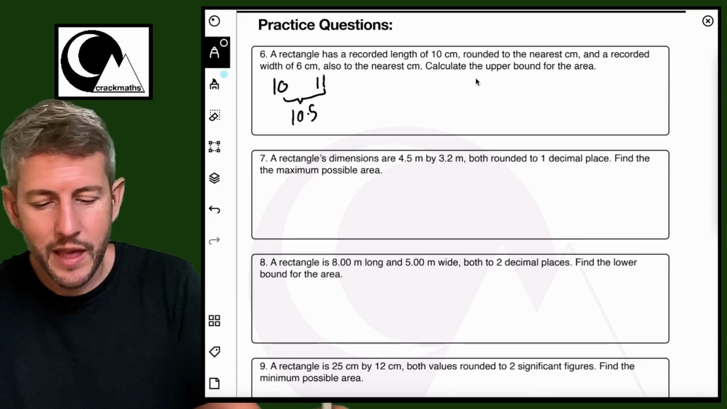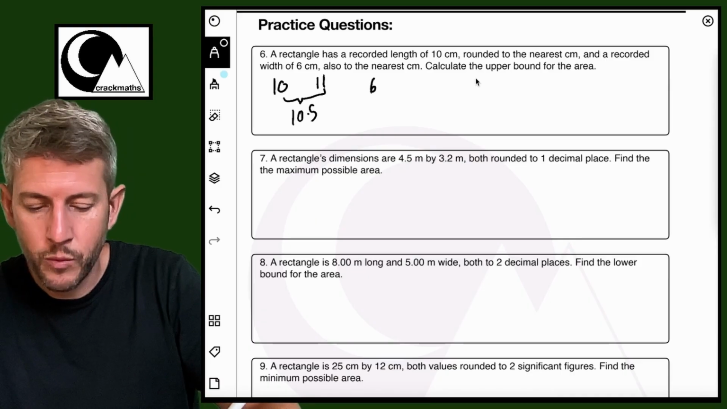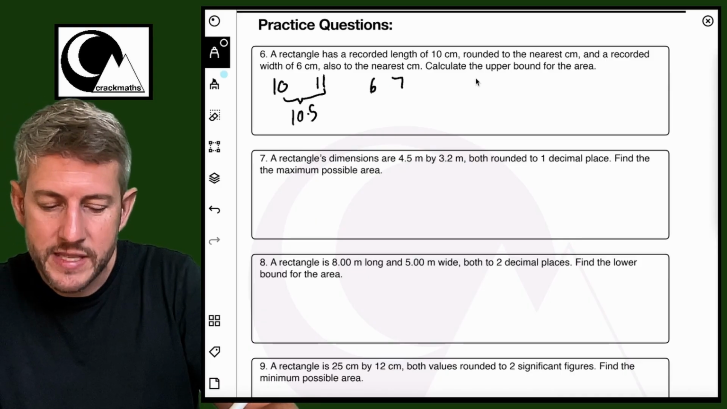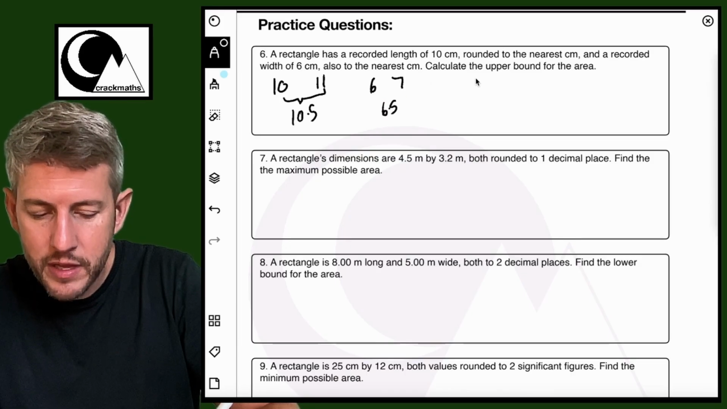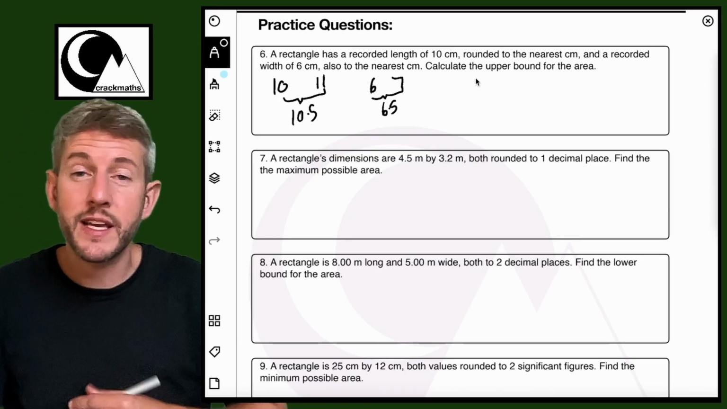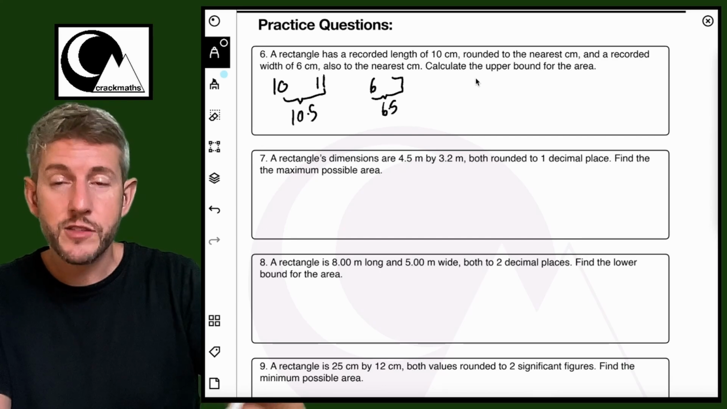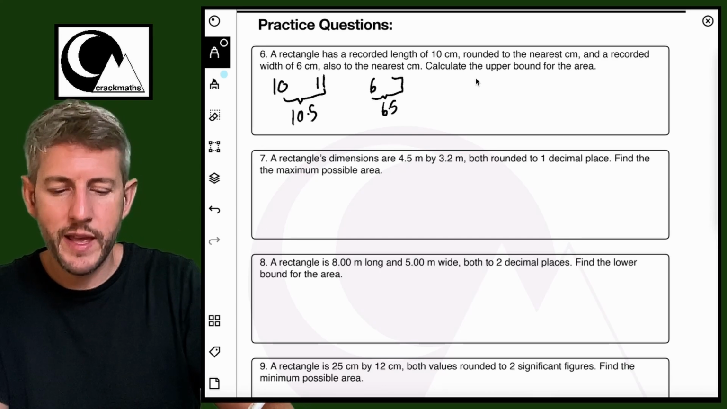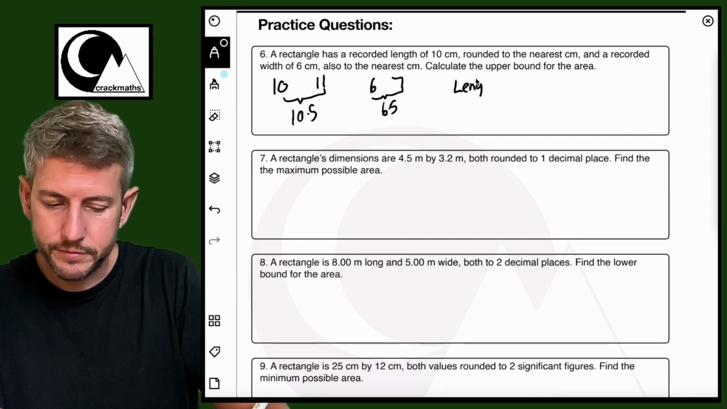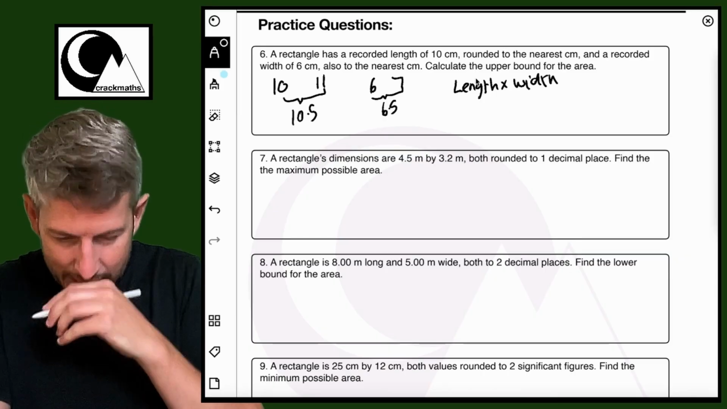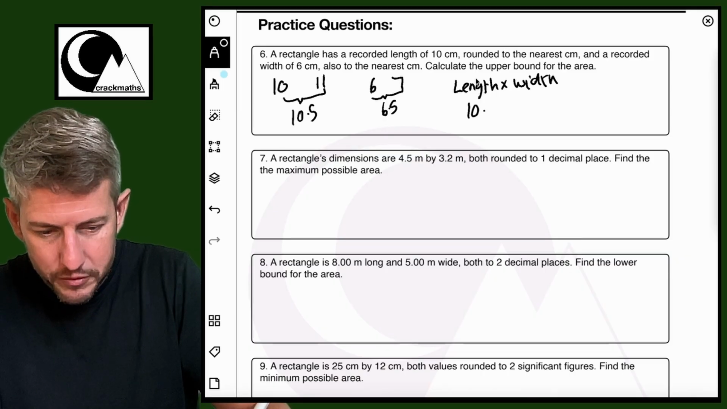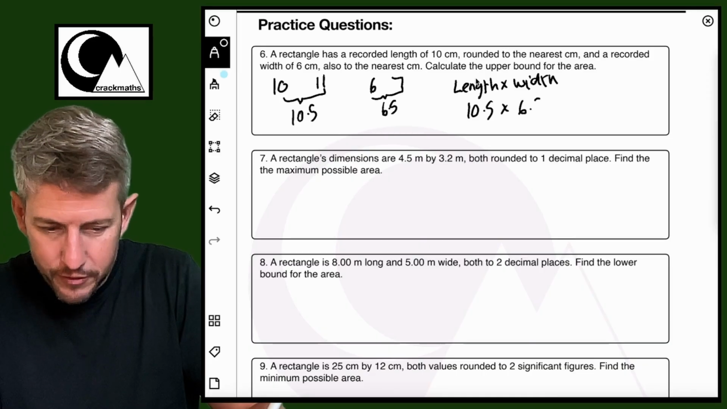down. And then the upper bound for 6, well, the next number would be 7, so that would be 6.5. So the upper bound for 6 will be 6.5. The area of a rectangle is length times width. So let's work out what that will be. That's going to be 10.5 times 6.5.